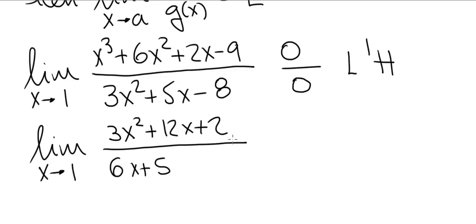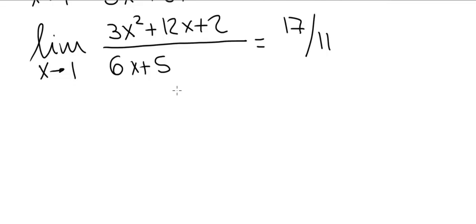And note that this function is continuous at x equals 1. There is no indeterminate form. As we plug in 1 for x, we get the value of the function, which is 17 divided by 11. And that is also the original limit.